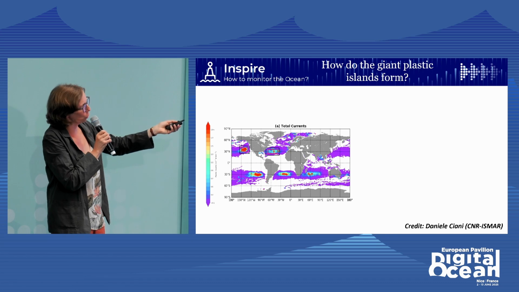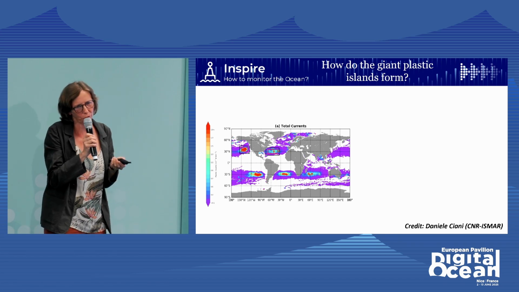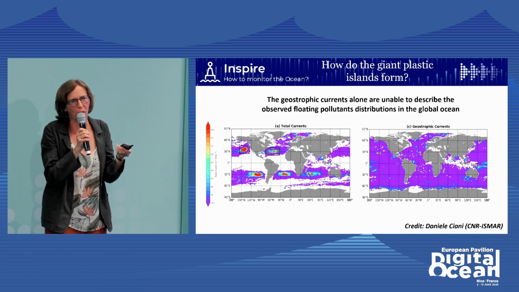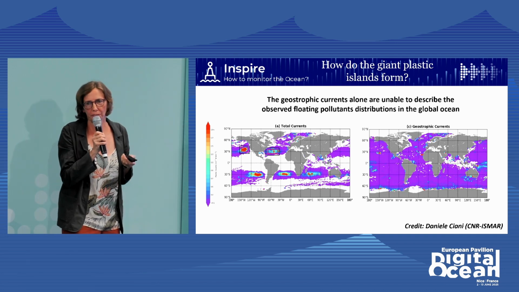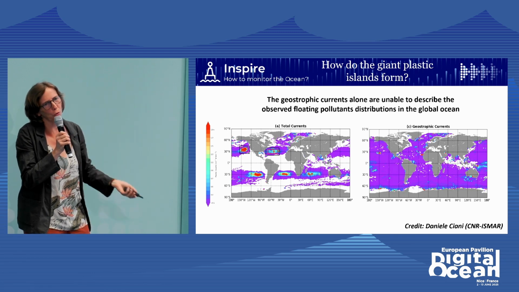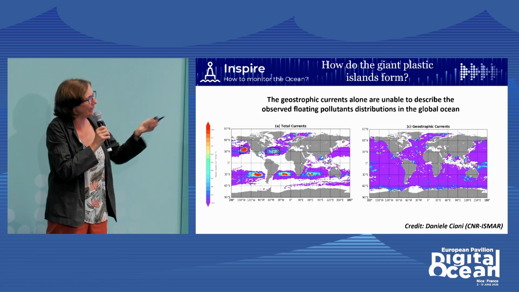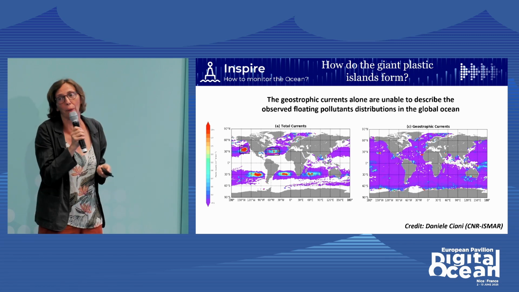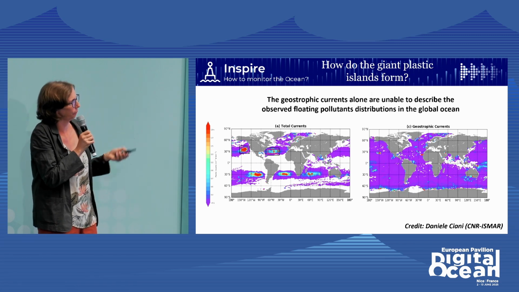This slide is to show that if you use only the geostrophic component, so you don't add Ekman to it, and you do the same simulation, you would end up with this distribution. So it's to show that this is really due to the fact that we need not only the altimeter geostrophic current, but also the wind-driven currents to explain what we actually see in the ocean.